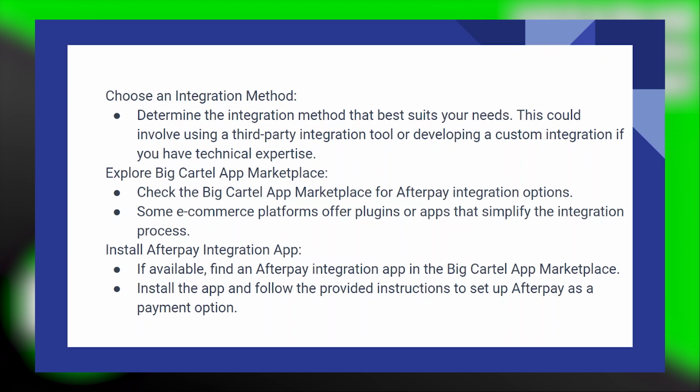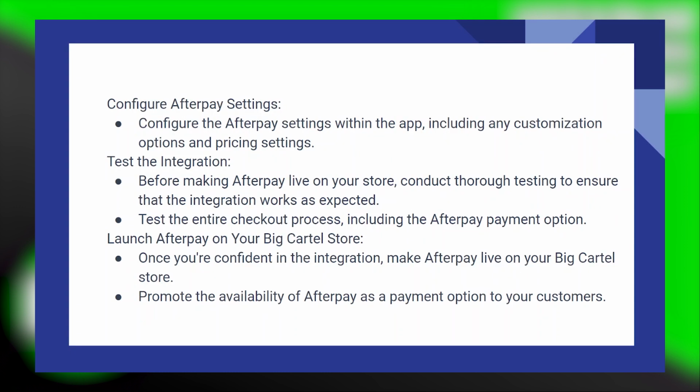If available, find an Afterpay integration app in the Big Cartel app marketplace. Install the app and follow the provided instructions to set up Afterpay as a payment option. Configure the Afterpay settings within the app, including any customization options and pricing settings.